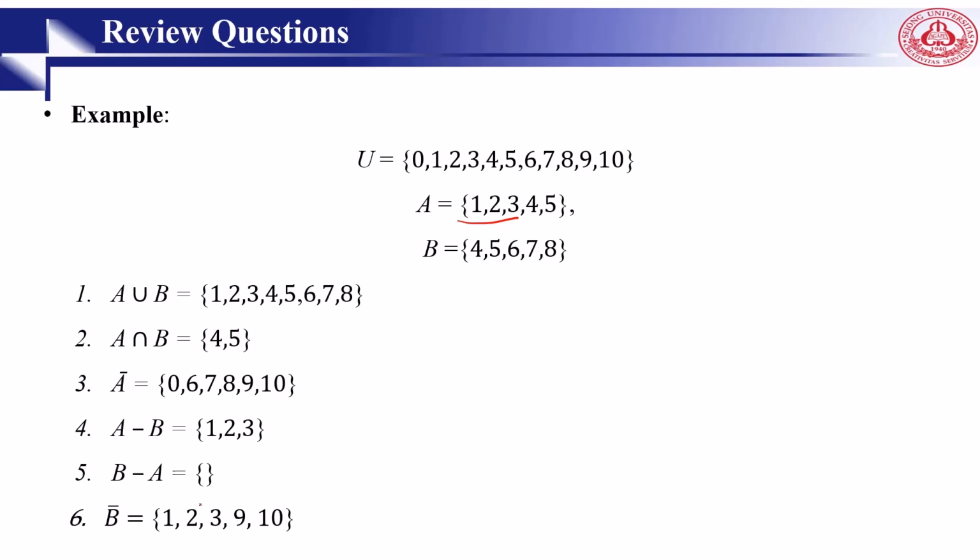We don't have anything, so it is empty. B complement means the elements of the universal set which are not in B. 0 should be here also. 0, 1, 2, 3, 4, 5, 6, 7, 8 are there, 9 and 10. So 0, 1, 2, 3, 9 and 10. This is the complement of B.